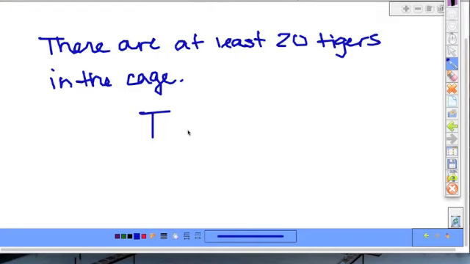So can we have more than that? Well, yeah, you could have more. So there could be more or equal to the 20 possible tigers. So that's how you'd write that.